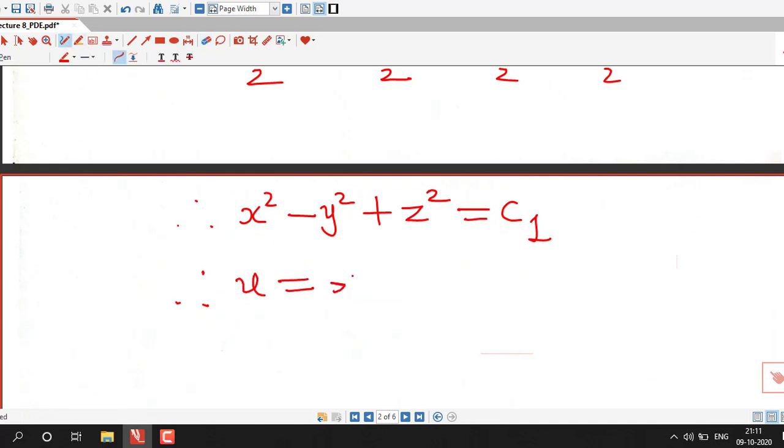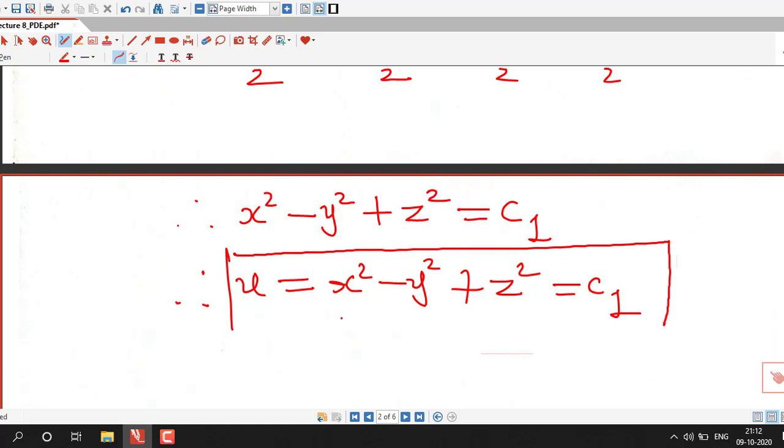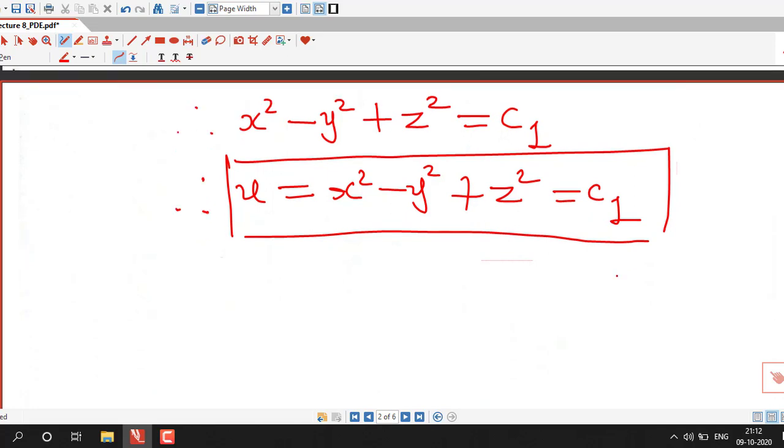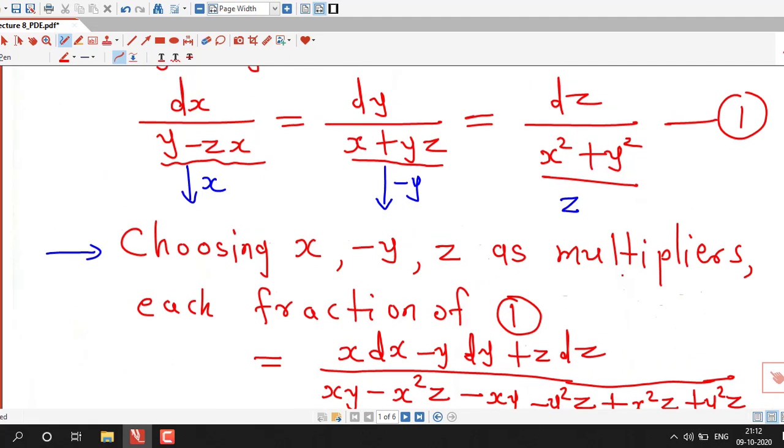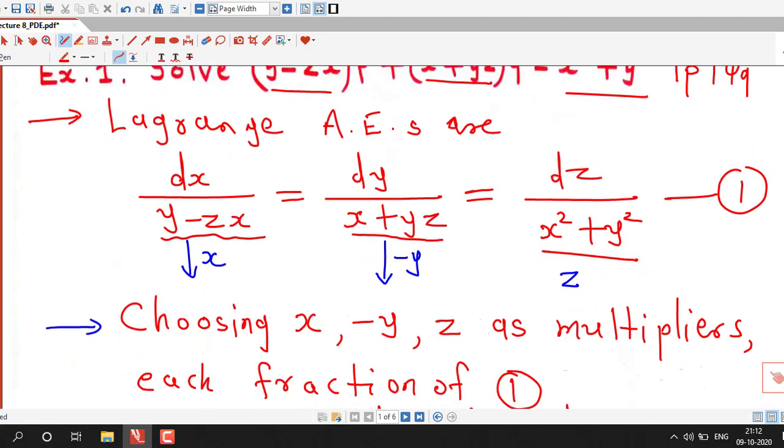So therefore, u equal to x square minus y square plus z square equal to c1. Similarly, we have to select another set of multipliers independent of these three such that we obtain 0 in the denominator. So now instead of x, minus y, z, I have to think of another set of multipliers which is different from x, minus y and z. Another set of multipliers must be independent of these multipliers.